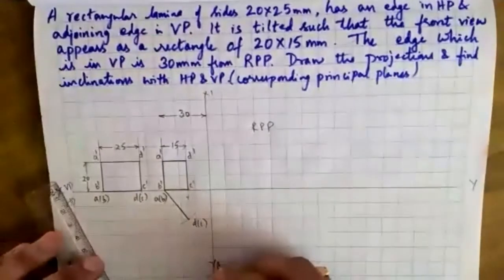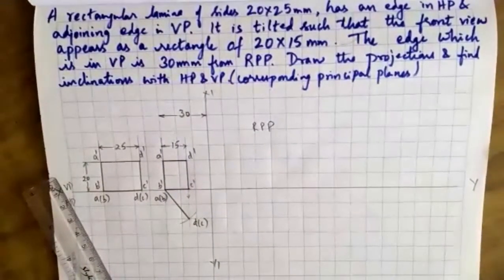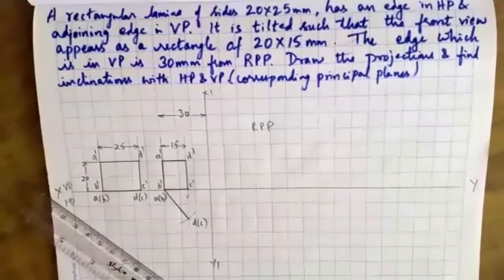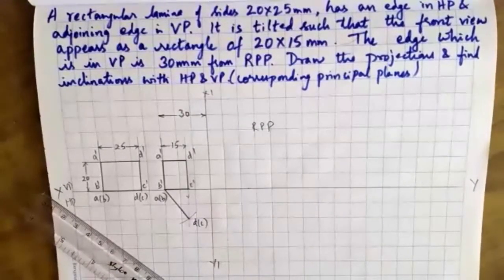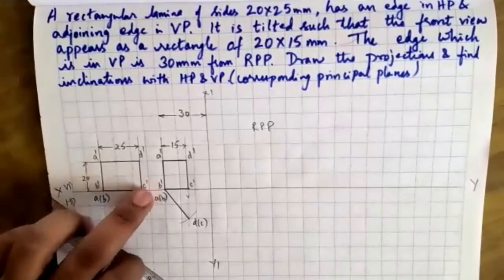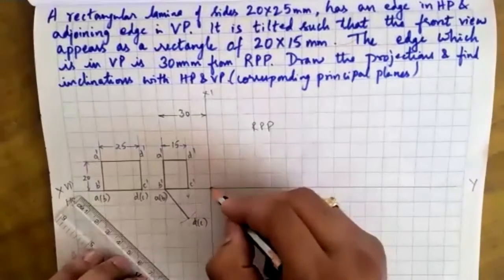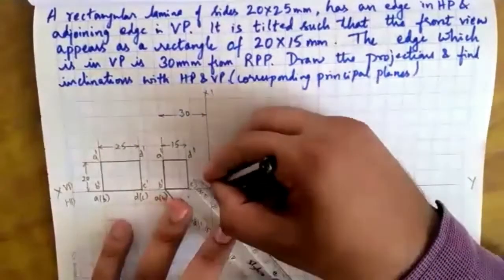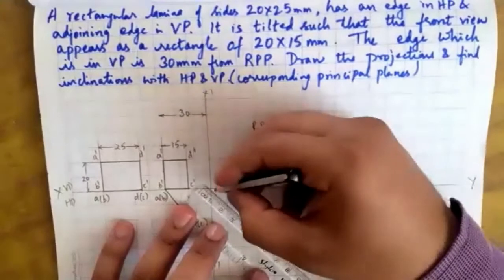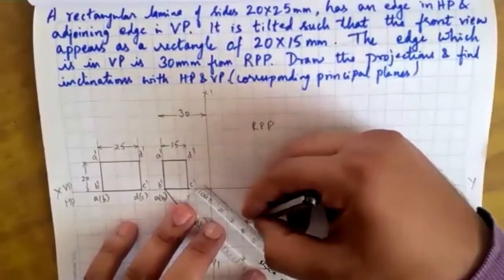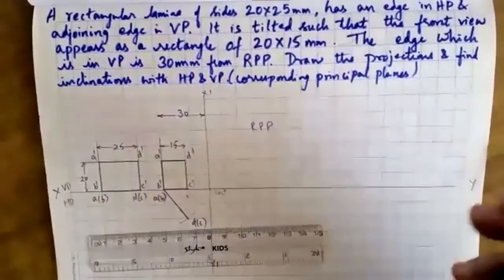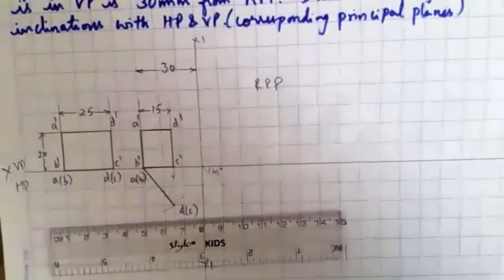Represent X1, Y1. As one edge is in VP, in the side view, A double dash and B double dash will come on this X1, Y1 line. So draw a 45-degree line and continue for the side view. So I'll just continue the side view by drawing a 45-degree line. I'll just zoom in to make it clear.